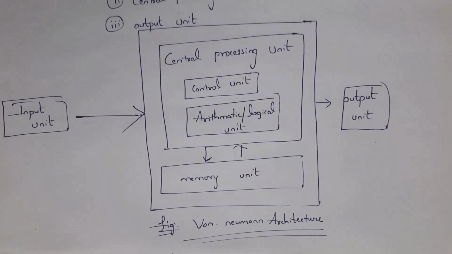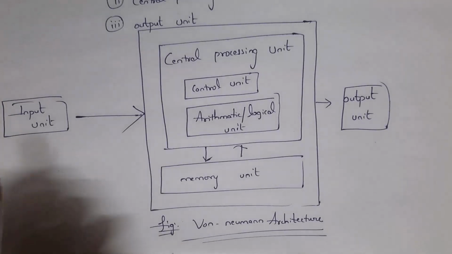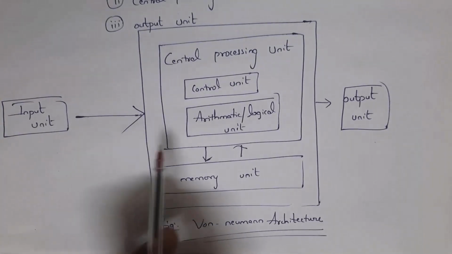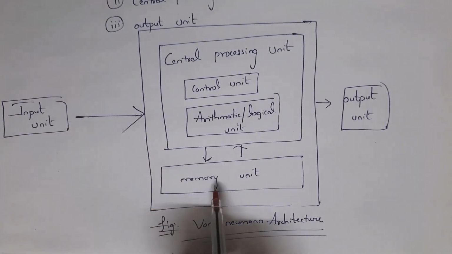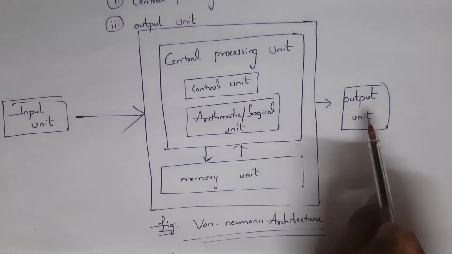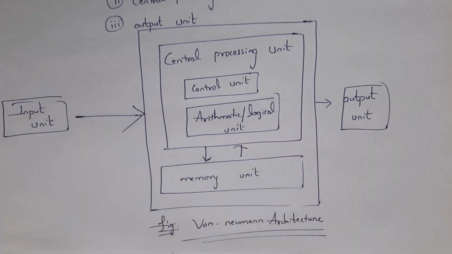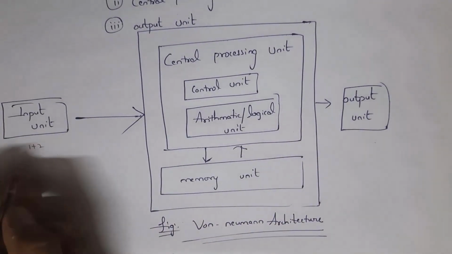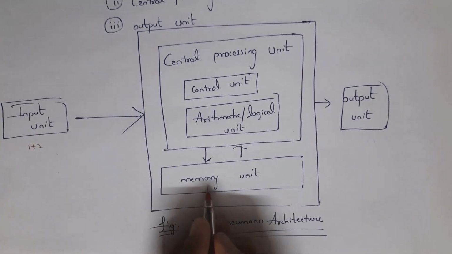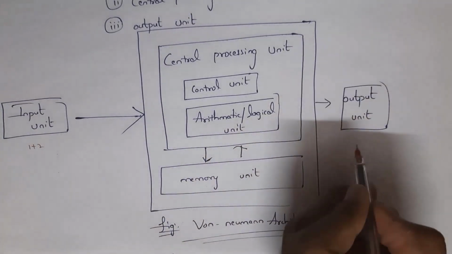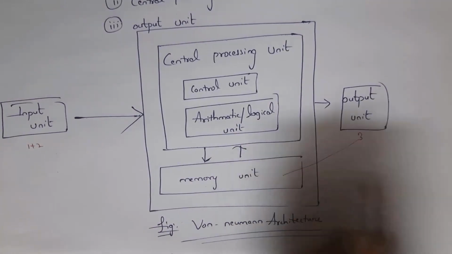Data processing tasks such as performing arithmetical calculations and logical operations are handled by the arithmetic and logical unit. And the last one is the memory unit. Whatever input the user provides to the system is stored in the memory unit, and the output is stored in the memory unit as well. For example, if I give input like 1 plus 2, then this input 1 plus 2 is stored in the memory unit and I will get output as 3.